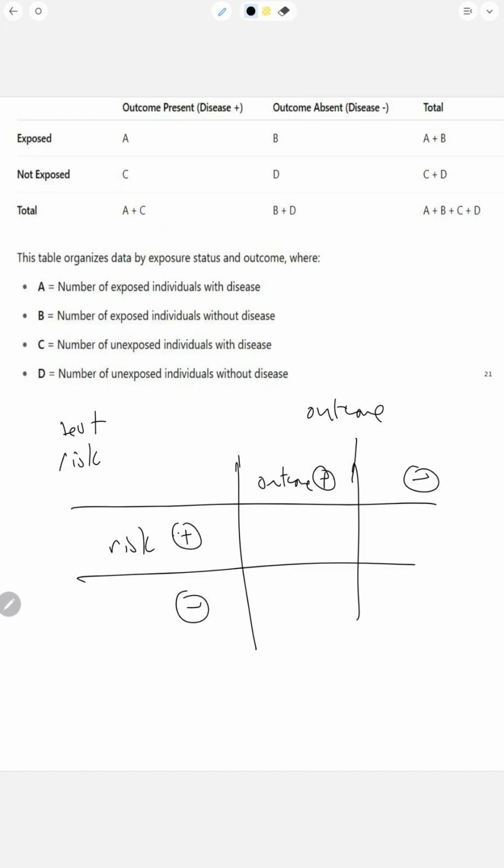So for example, if you go back to our table up here, if the outcome is present, so example, disease is present, let's use lung cancer. And for exposed, let's use smoking.